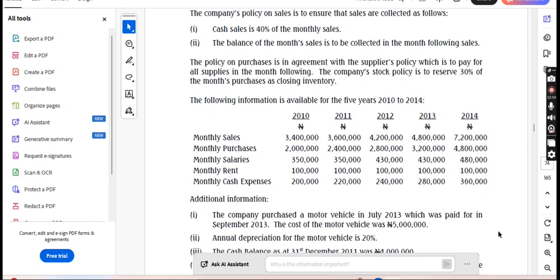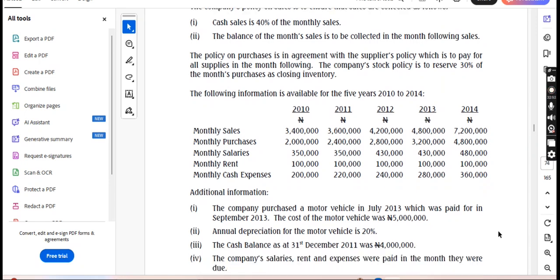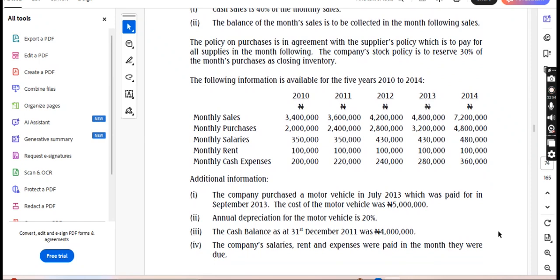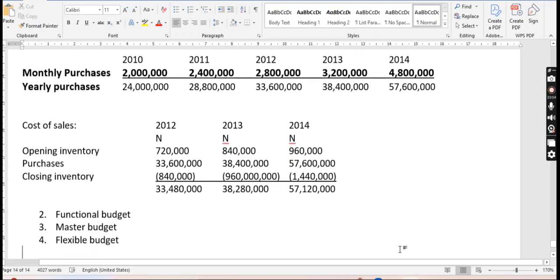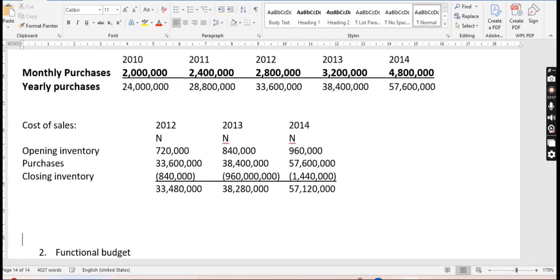We're told that annual depreciation for the motor vehicle is, please always check your additional information, 20% of the motor vehicle. So I can go down and say my workings: annual depreciation, 20% of the motor vehicle. What is the cost of the motor vehicle?